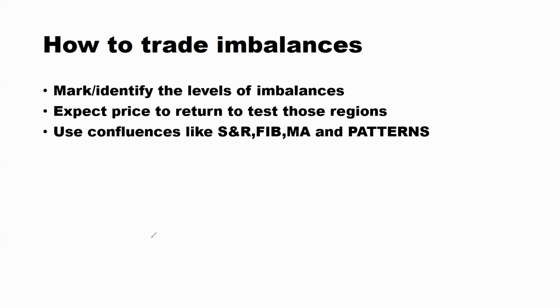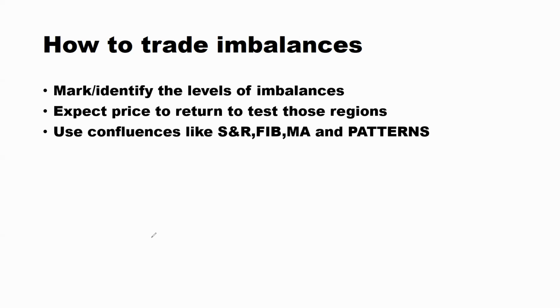One, identify those areas and mark them. Then two, we expect price to return there. Now, when price reaches there, we have to bring in confluences like support and resistance, Fibonacci retracement levels, or moving averages. We want them to confluence. For example, if an imbalanced region that you've marked is confluencing with a moving average, you can take your trade nicely.